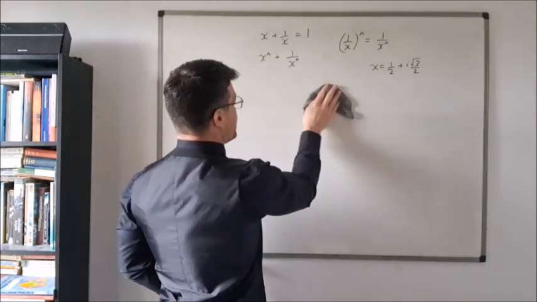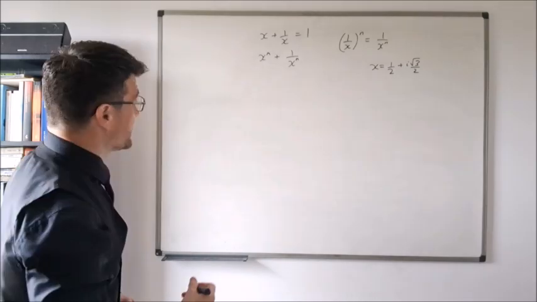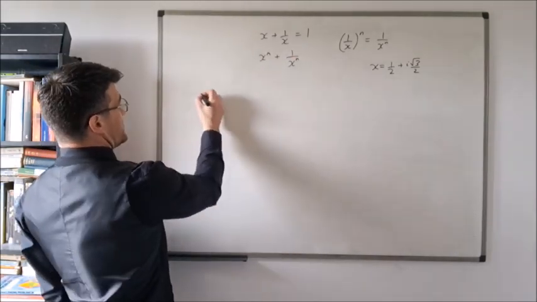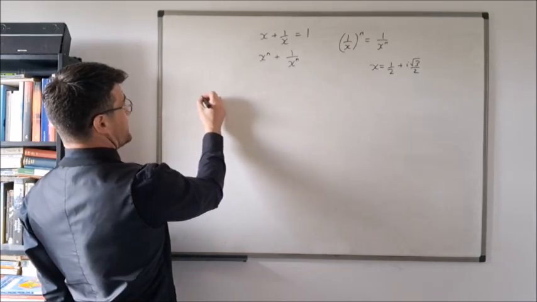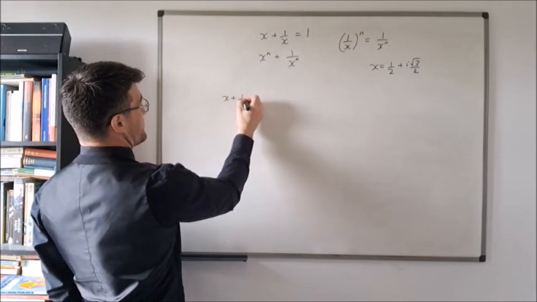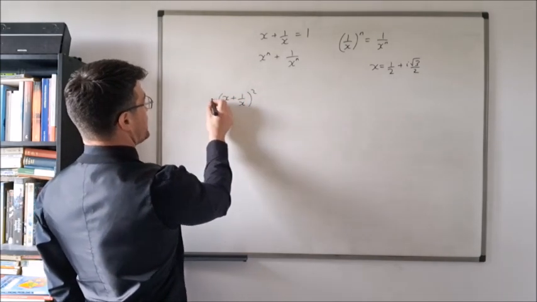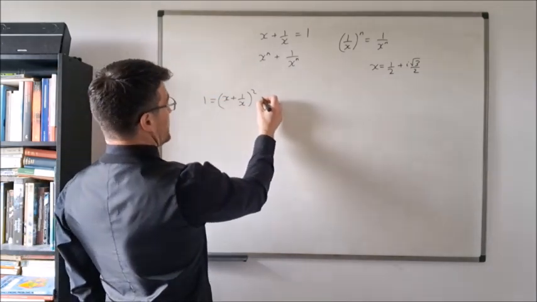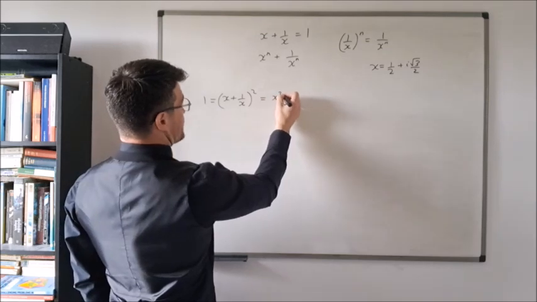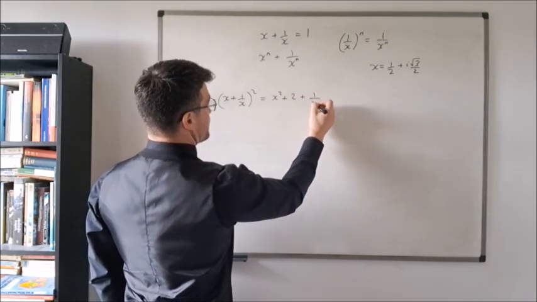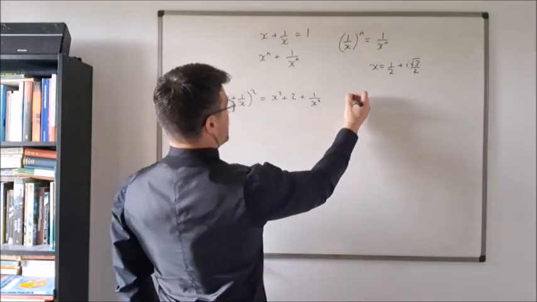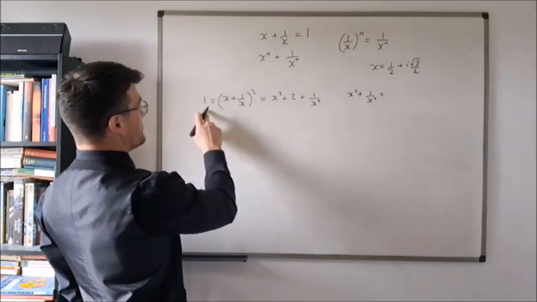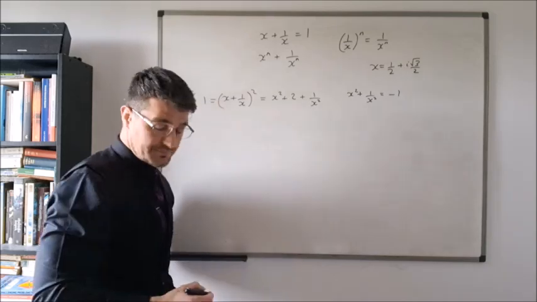So my other idea that I wanted to pursue was the following. If we start with x plus 1 over x equals 1, then what we get is that if we square this, x plus 1 over x squared, this is of course equal to 1 squared, equal to 1. Expand this out, I get x squared plus 2 plus 1 over x squared. And therefore, x squared plus 1 over x squared is equal to 1 minus 2, minus 1.